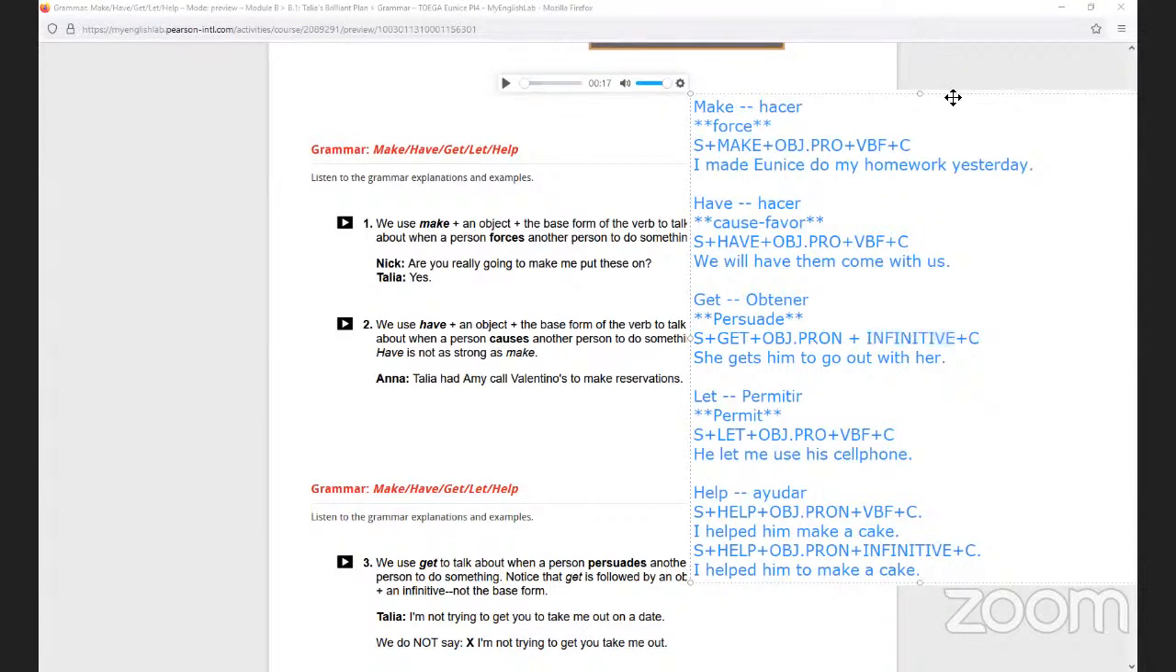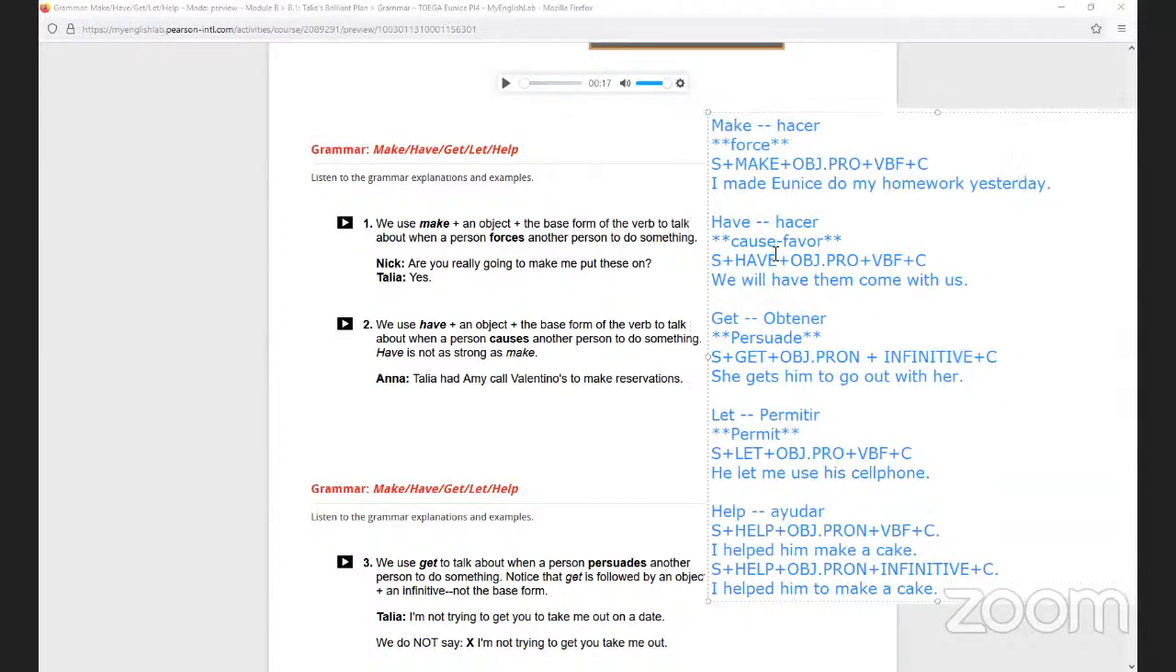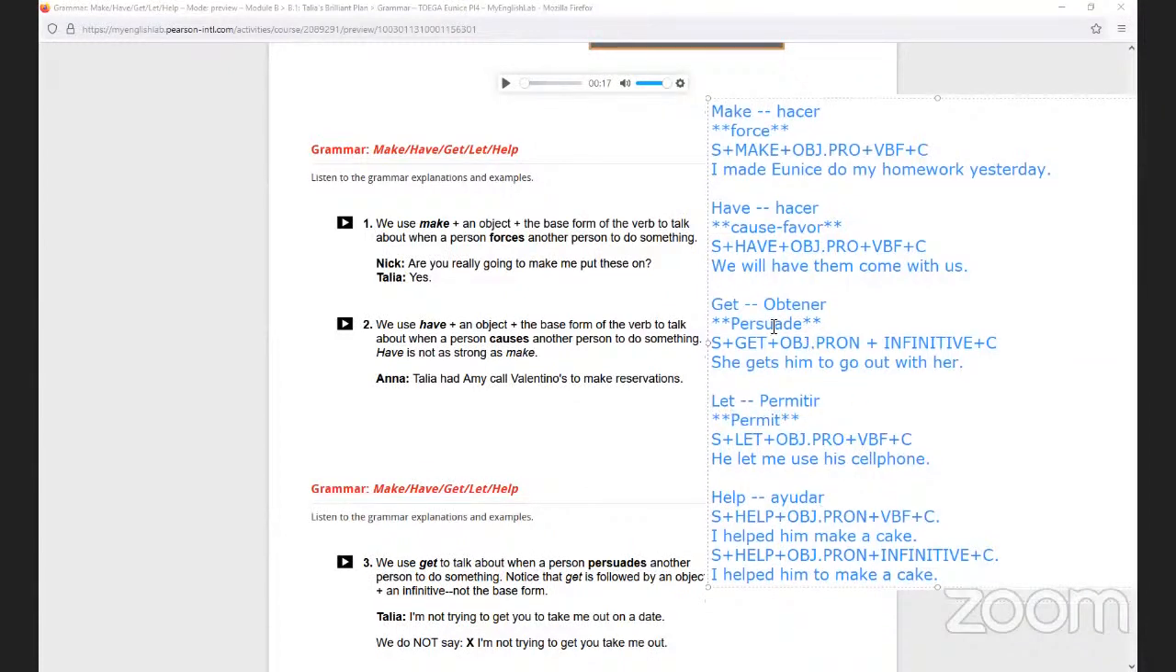So what do we have to know about this grammar? We have to know the meanings and how we use them: to force, and this is like a favor or a cause, in order to obtain something, to get something by persuasion, or to let, to permit somebody else to do something, or in order to help, to offer help, or to ask for help. Okay, so we have these 5 verbs. About this, do we have some question on this?